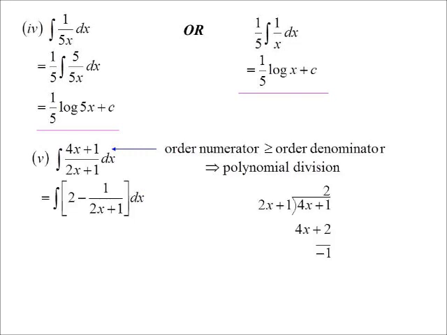So it ends up being 2 with a remainder of minus 1, so we've got minus 1 on 2x plus 1. And we then get something we can integrate. The 2 obviously goes to 2x, and the other one can become derivative on function. So we have 2x minus a half of log 2x plus 1, plus, of course, a constant.